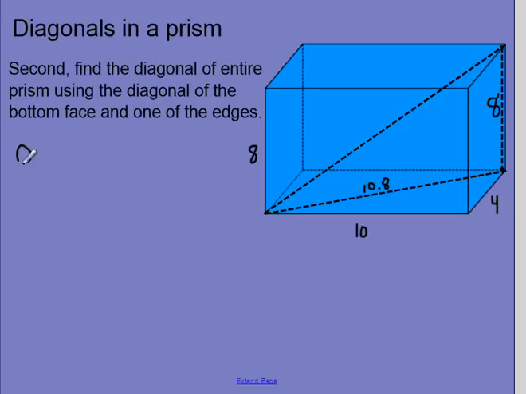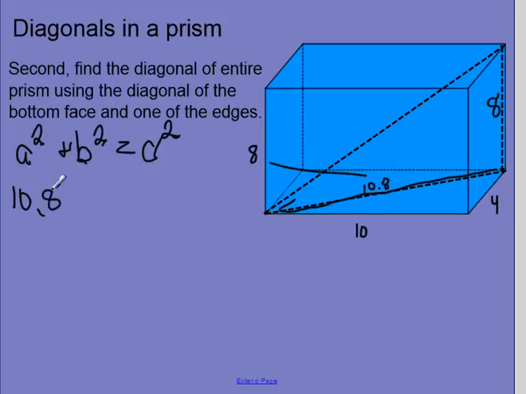And now I just use Pythagorean theorem again. I have a squared plus b squared equals c squared. I have my 10.8, which is this line right here. I'm going to square that. And then I have b, which is the other leg of my right triangle here. So I'm going to take 8 and square it. And that should give me c squared. And I'm looking for c here, remember. I'm looking for this hypotenuse, this c.